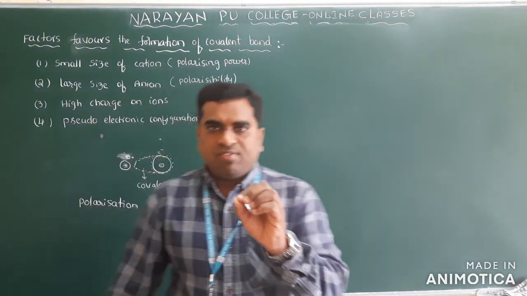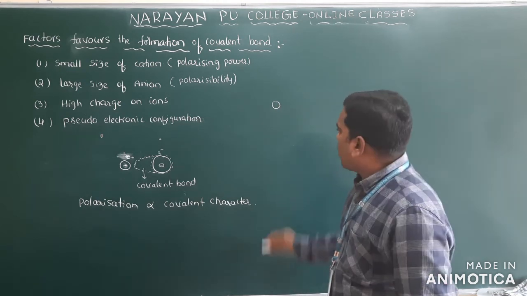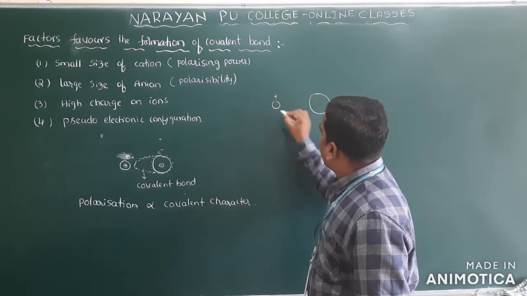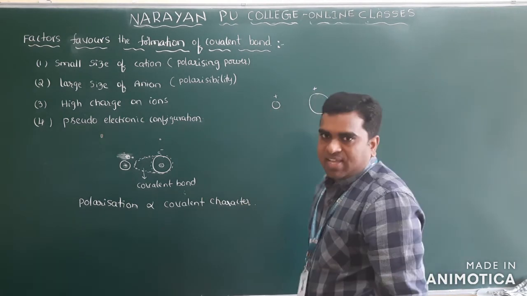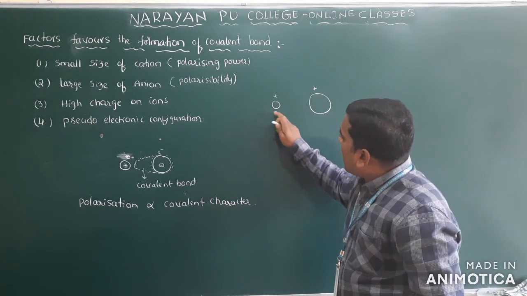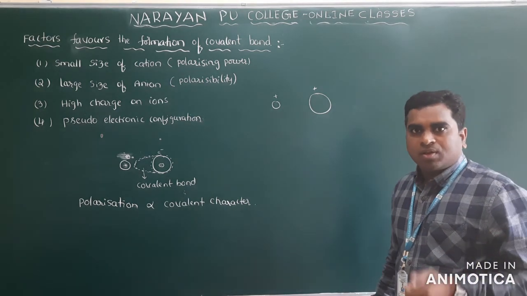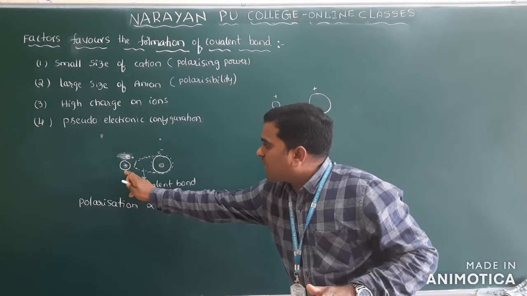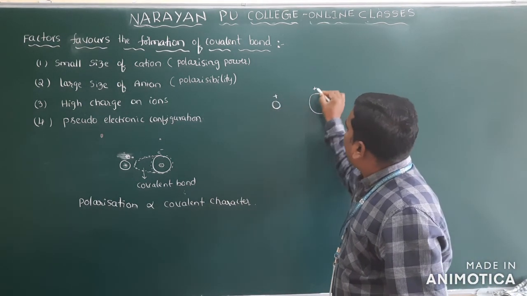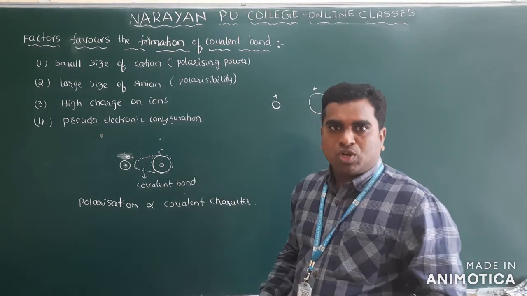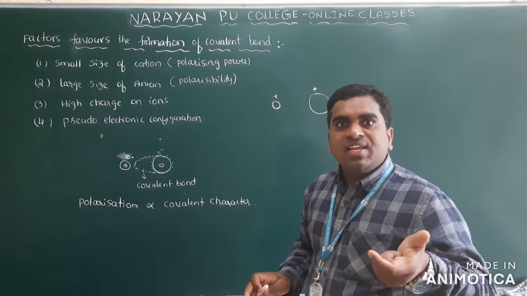Now I will give you an example. Suppose I have two cations, here one cation and here another cation. But one is small in size and the other is bigger in size. Now, on which cation will the positive charge density be high? You have to understand this, then only we can easily understand this concept. Both cations have one unit positive charge, but I am asking on which cation the positive charge density is more.